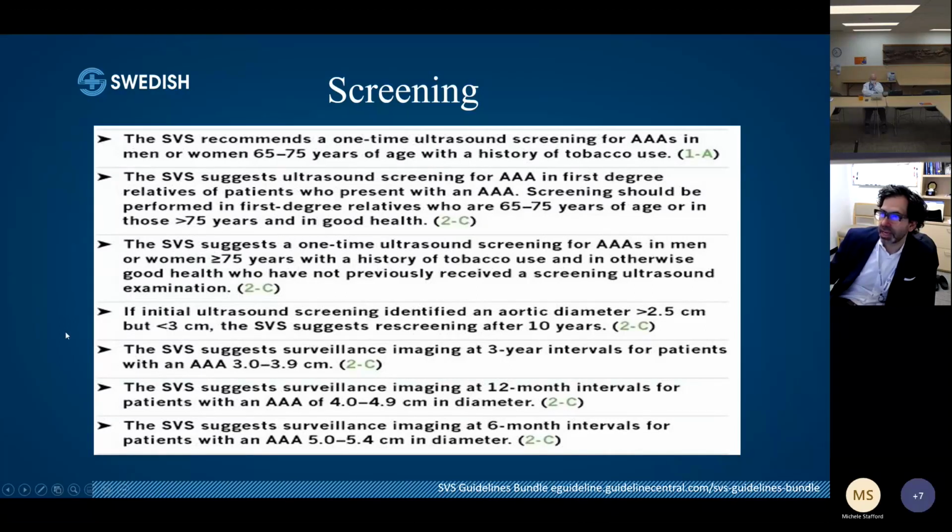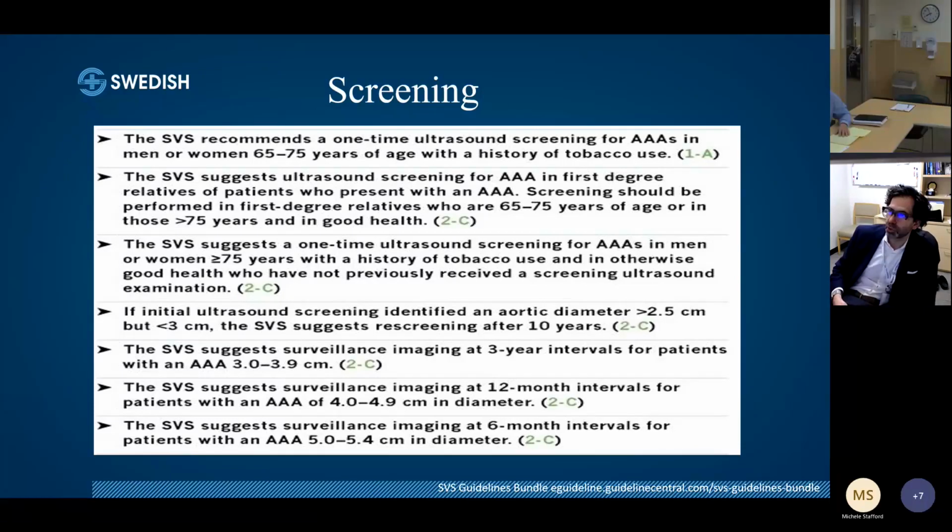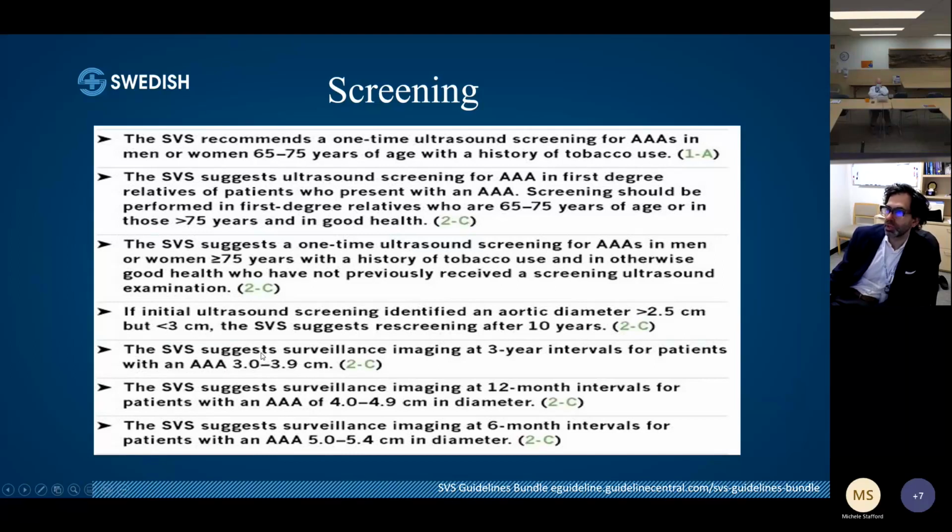And then surveillance screening after that is if it's below 3 centimeters, after 10 years; if it's 3 to 3.9, 3 years; and then once it gets to 4, it's annual, and then after 5, it's every 6 months. I think this is reasonable because the rate of growth is going to be 1 to 3 millimeters per year on average. So at 3 to 3.9, an annual screening isn't going to show much growth. The problem with that is that patients tend to fall off the radar at 3-year intervals.